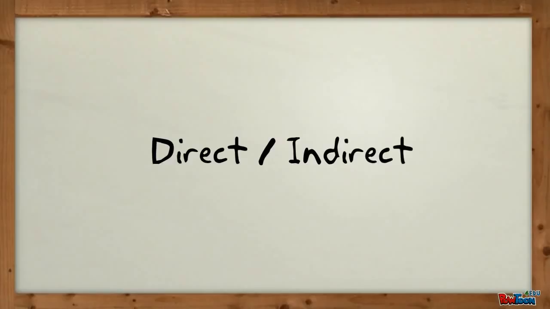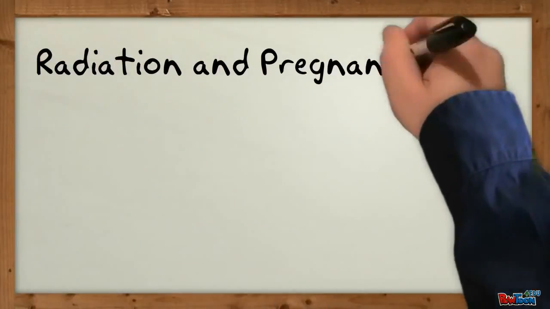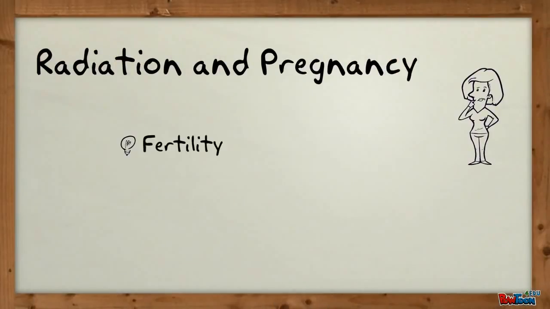Let's look at direct and indirect effects. If the initial ionizing event occurs on the target molecule, like DNA, it is a direct effect. DNA is a critical target. If it occurs on a distant non-critical molecule, it is an indirect effect. The principal effect on humans is indirect, as in radiolysis. Low chronic irradiation does not impair fertility.